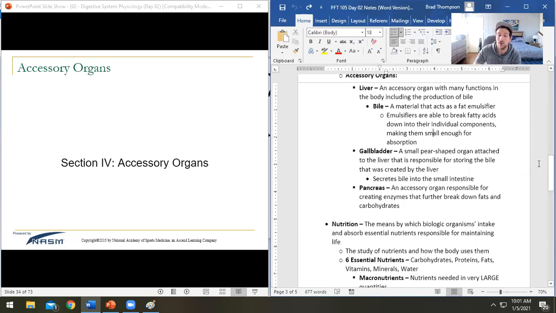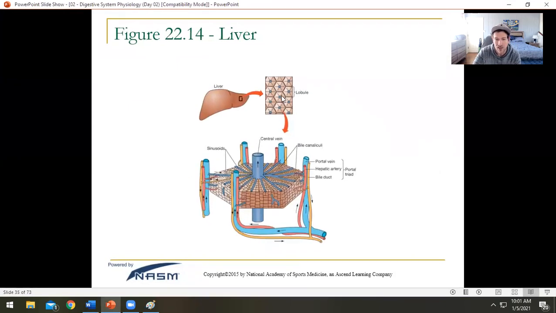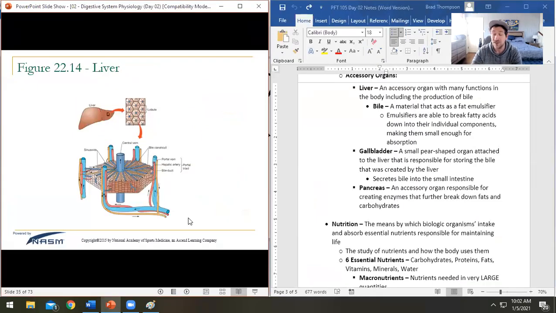Let's go over our accessory organs really quick. So remember, I mentioned we've got some accessory organs. One of them, the most important one, is your liver. And your liver is so cool. Look at all these very interesting little cells here, right? They're very tightly packed together. They're covered absolutely head to toe in blood vessels. There is a lot of blood that runs through your liver, and that's where a lot of detoxification takes place.